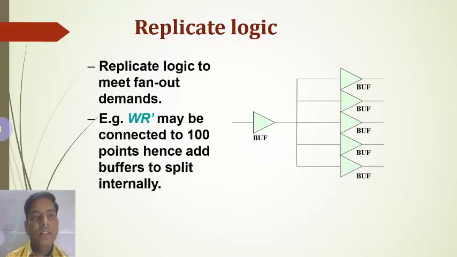In that, first, replicating the logic. Here we have shown the diagram. Replicating the logic means here first one buffer is driving a number of buffers. That is nothing but what we call fan out. So replicating logic to meet the fan out demands. Here example: write may be connected to 100 points, hence add buffers to split internally.